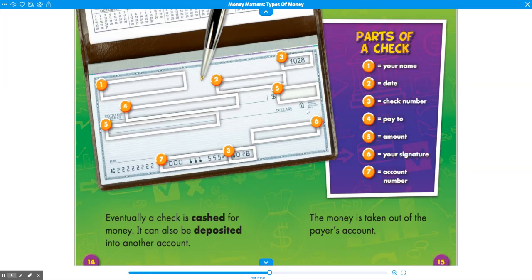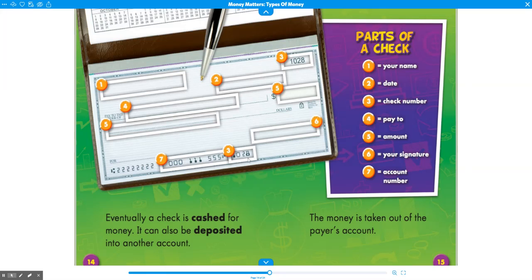Here are the different parts of a check. So, this is where your name goes, the date, check number. Number 4 is where you would write who you're writing the check to. Number 5 is the amount. Number 5 is also the amount. In this little box, you'll write it using numbers, and then on this long line, you'll write that number using words. And number 6 is where you would sign your name in cursive, and number 7 is your account number.